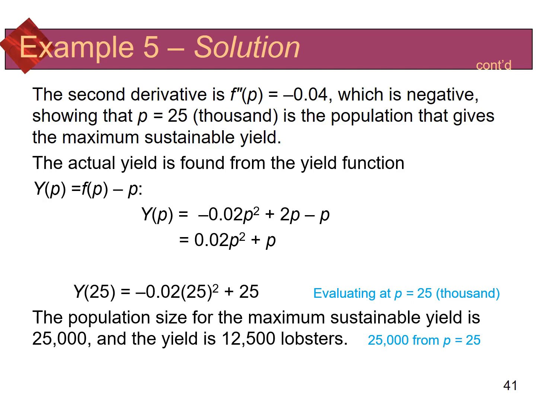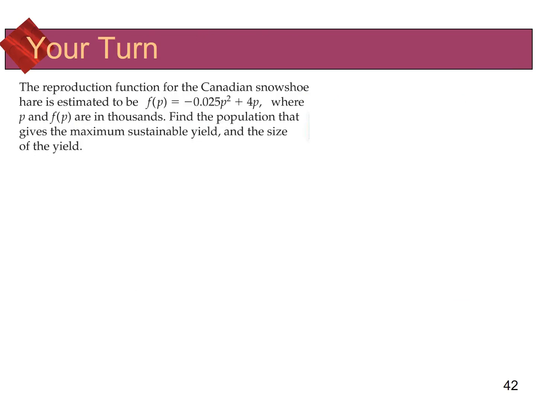So with this in mind, I want you to give the next one a try. So for the question you were asked to do, you were given the reproduction function of the Canadian snowshoe hare, which is f of p equals negative 0.025 p squared plus 4p, where p and f of p are in thousands. You were asked to find the population that gives the maximum sustainable yield and the size of the yield.